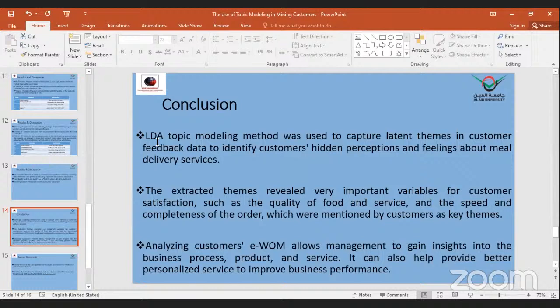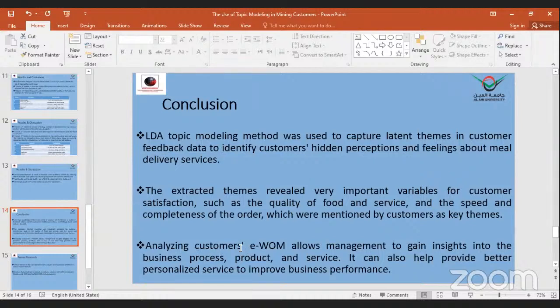Conclusion: we can conclude that the LDA topic modeling method was used to capture latent themes in customer feedback in order to identify customers' hidden perceptions and feelings about meal delivery services. The extracted themes revealed that there are very important variables for customer satisfaction, such as food quality and service, and food speed is also very important. Completeness of the order is very important, and these are the most mentioned key themes within the customer reviews.